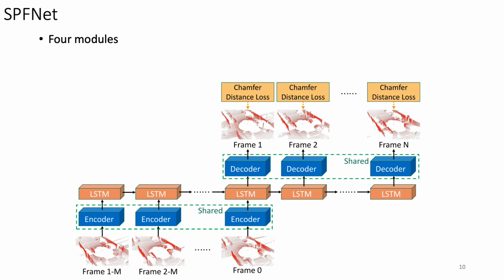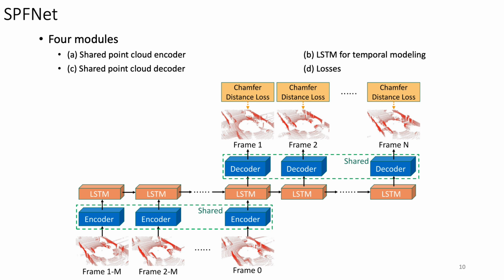Here is an overview of our SPF Net, which contains 4 modules. 1. A shared point cloud encoder that is used to extract features from past point clouds. 2. An LSTM network to model temporal dynamics of extracted features. 3. A shared point cloud decoder that generates the point cloud in the future. 4. The chamfer distance loss is applied to the predicted and ground truth future point clouds for training purposes.